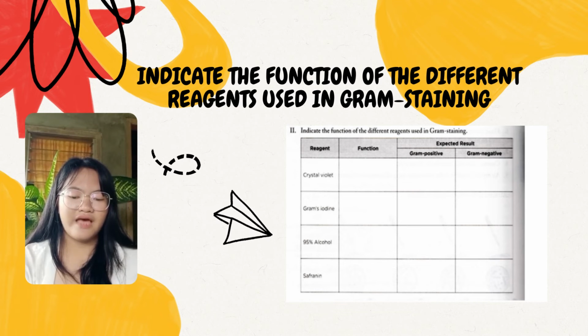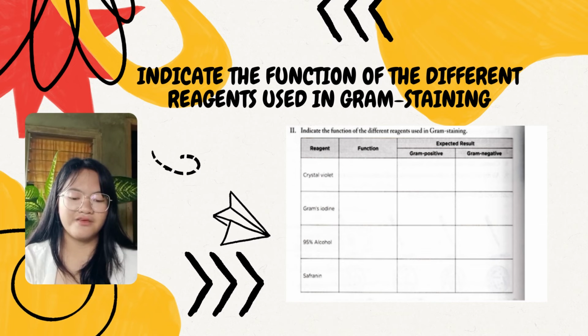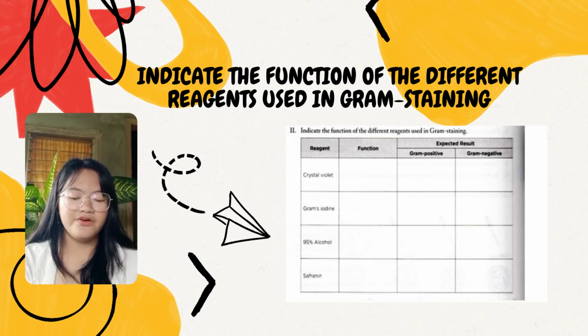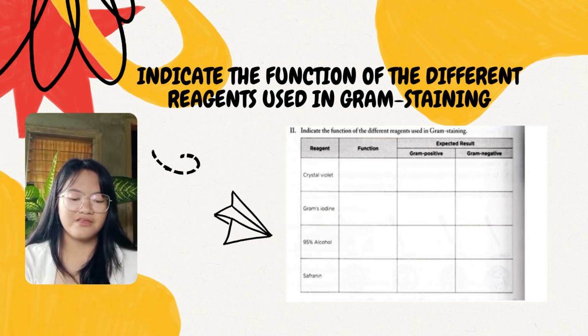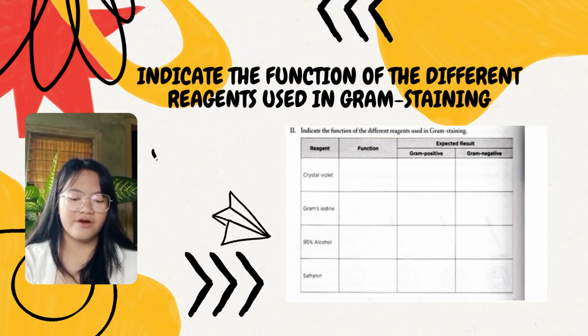Reagent, gram's iodine. Function, mordant. Expected result in gram-positive is purple or blue. Expected result in gram-negative is purple or blue. Reagent, 95% alcohol. Function, decolorizer. Expected result in gram-positive is purple or blue. Expected result in gram-negative is colorless.